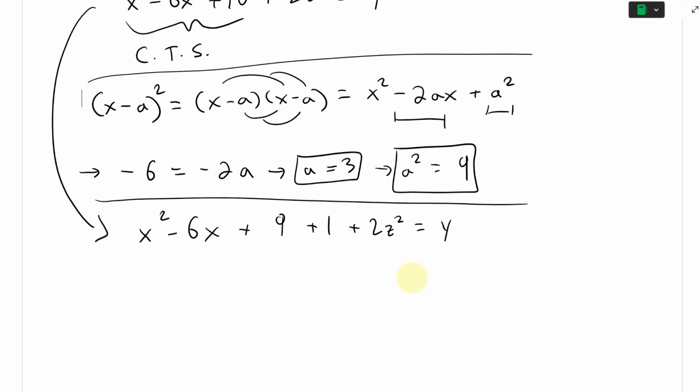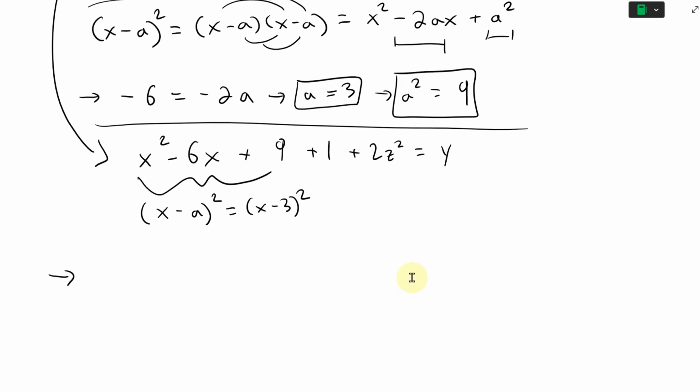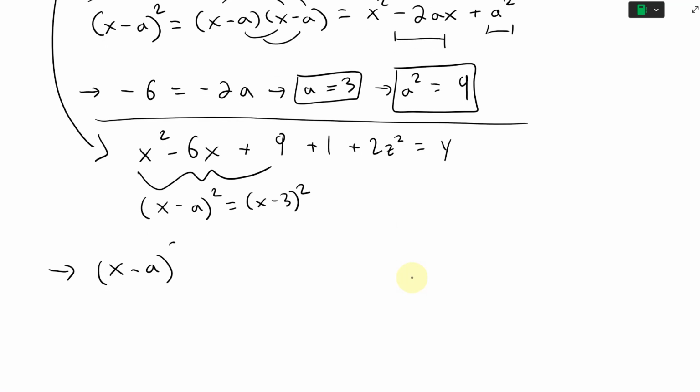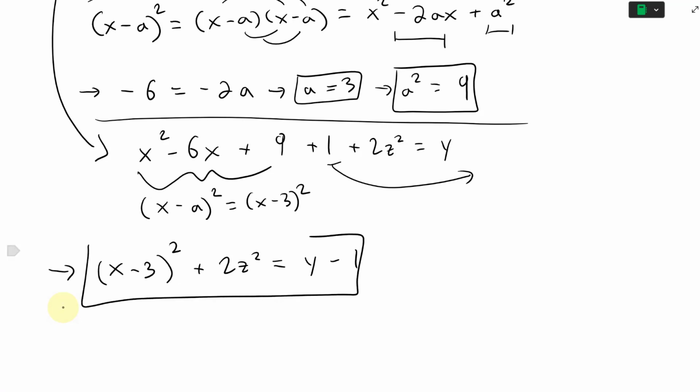So we have that. And now this part right here equals (x minus a) squared, which equals (x minus 3) squared. So what we get is (x minus 3) squared, and then put the 1 onto the other side, and we get here 2z squared equals y minus 1. And I'm just going to bold or circle this one.